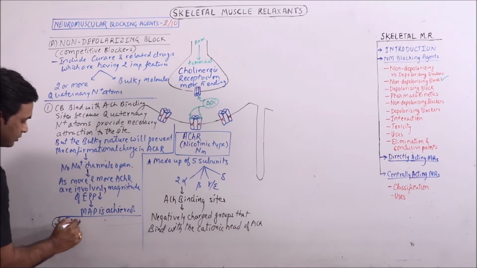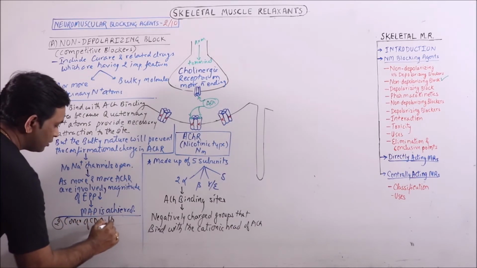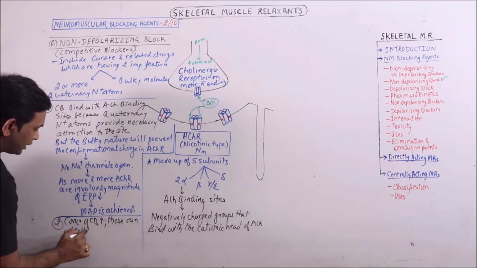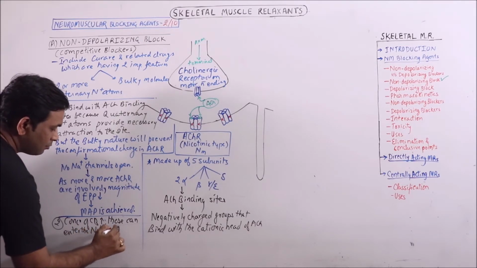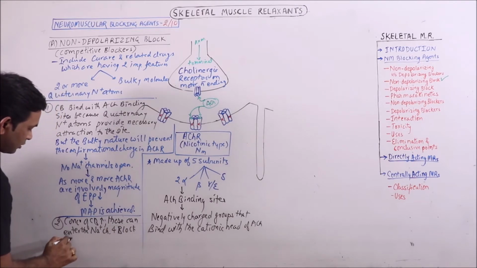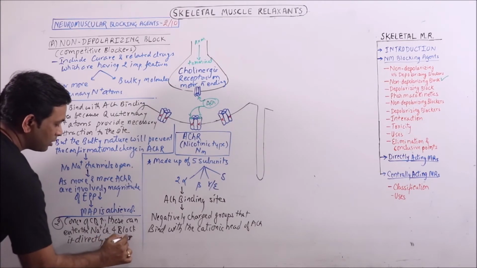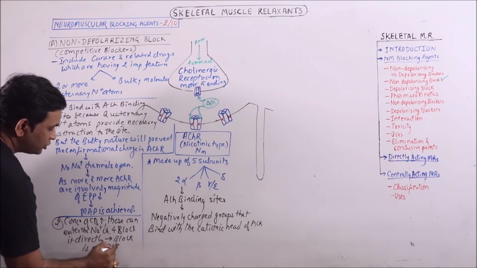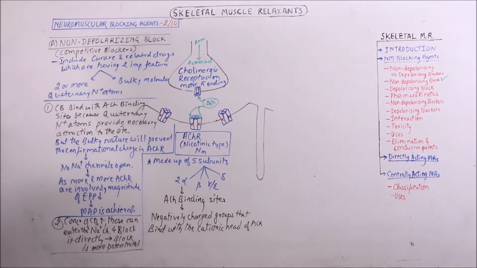Now the second mechanism is that if concentration of competitive blocker is high, then these can enter the sodium channel and block it directly. So the block is more potentiated. This is the second mechanism.